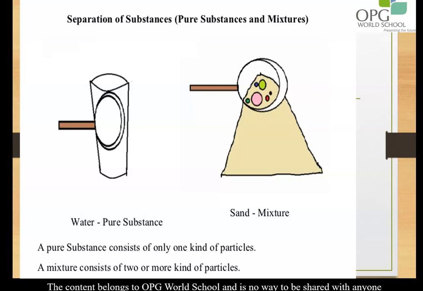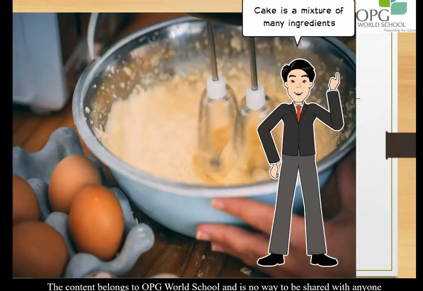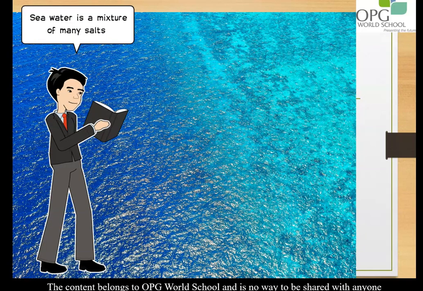So water becomes a pure substance, whereas materials like sand are a mixture. Water has only hydrogen and oxygen, which are chemically combined with each other. But sand is a mixture of many things. For example, if we bake a cake, we need many ingredients like eggs, sugar, oil, flour, etc. So cake is a mixture of many ingredients. Hence, it is not an element or compound but a mixture.